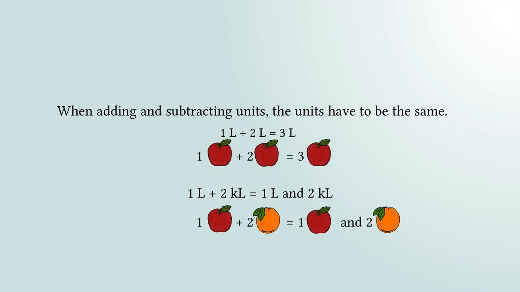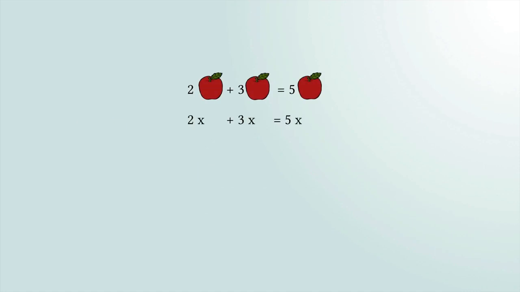It's like adding apples and oranges. Apples and apples can be added together, but apples and oranges need two separate units. They have to be the same to combine the number. So once the units are identical, we can add or subtract them according to algebraic rules. Just like we can say 2 apples plus 3 apples equals 5 apples, we can say 2x plus 3x equals 5x, or 2 centimeters plus 3 centimeters equals 5 centimeters.